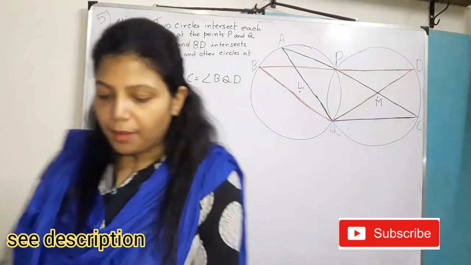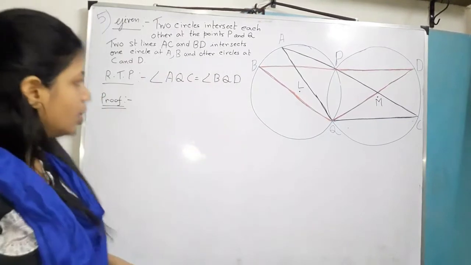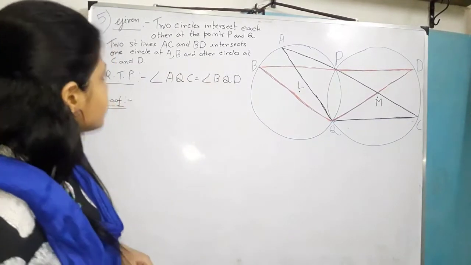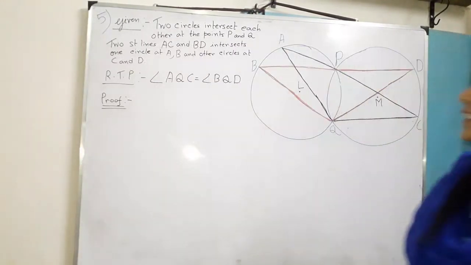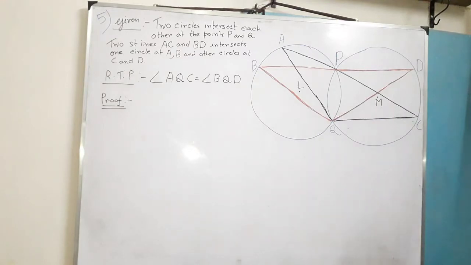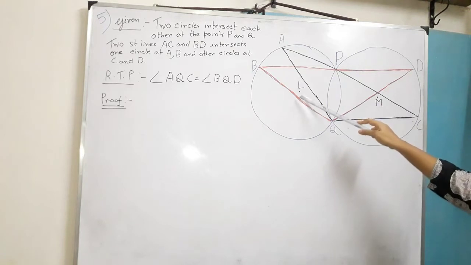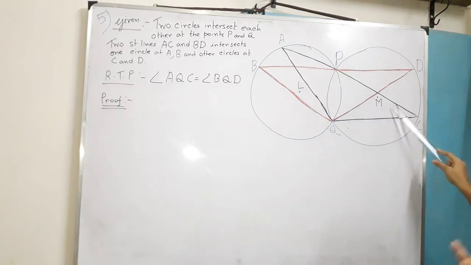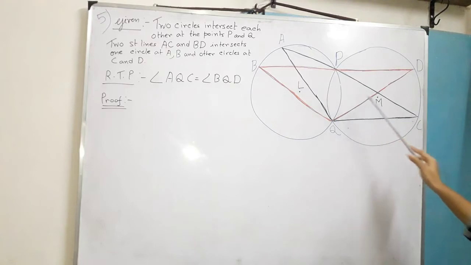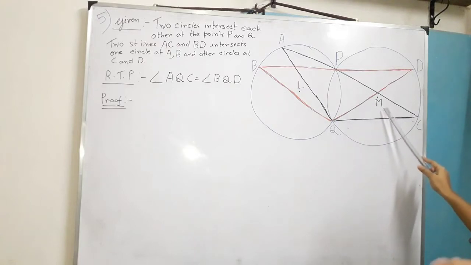Okay, this one is sum number 5. What is the sum here? Two circles intersect each other at the point P and Q. Two circles are there. I have taken one center as L and one center as M just for the denotation. It is not compulsory. If you do not take it, it is also okay.